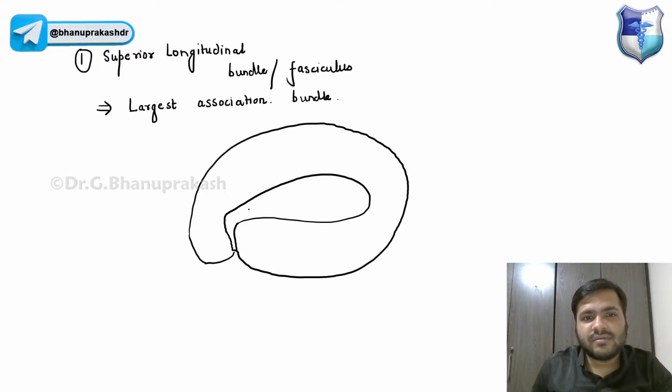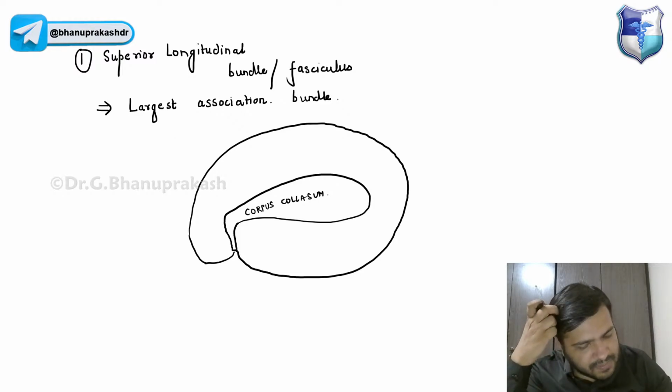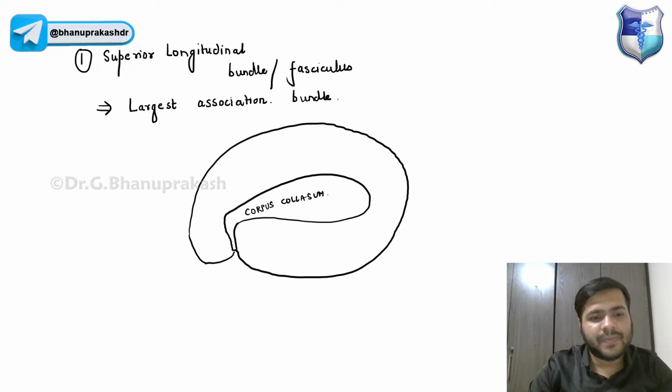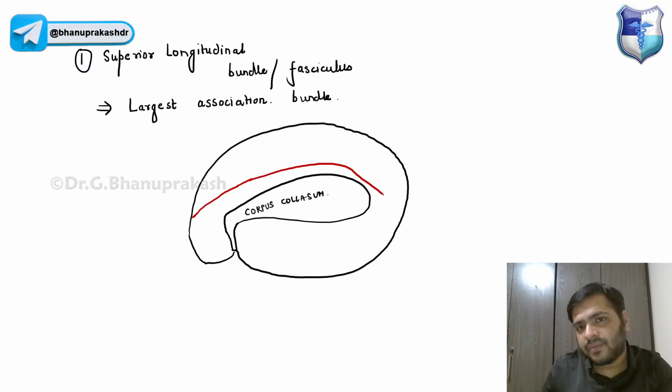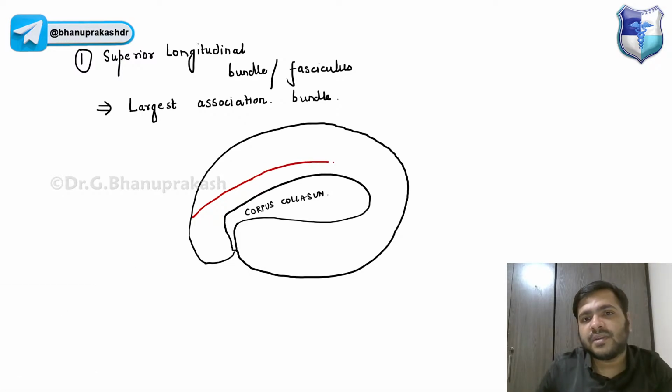So you already know this is the corpus callosum. Now, guys, this superior longitudinal bundle, what does it begin in? This superior longitudinal bundle basically begins in the frontal lobe, and it will try to reach the occipital lobe. These fibers begin in the frontal lobe and try to reach the occipital lobe.